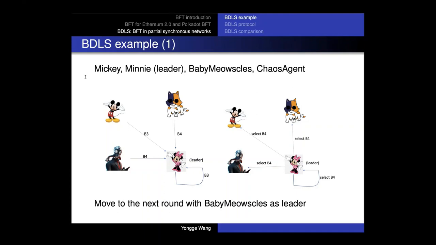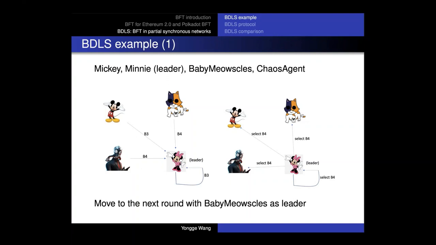First I want to use an example to show how the BDLS protocol works, and then I will give a formal definition and the challenges I have. But I think if you can understand a four-node example, you will understand how BDLS works, okay? So we assume that there are four guys. Of course, this chaos agent is a bad guy, but only he knows he's a bad guy. No one else knows that.